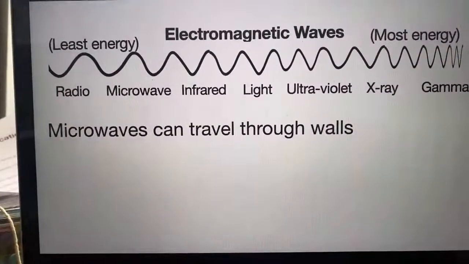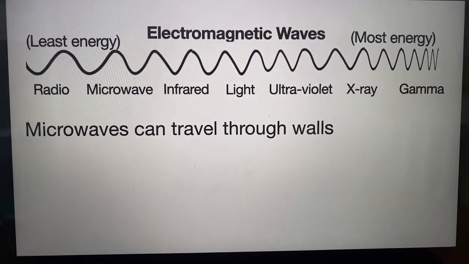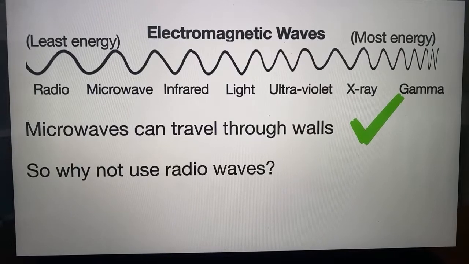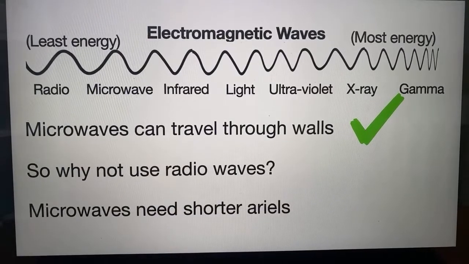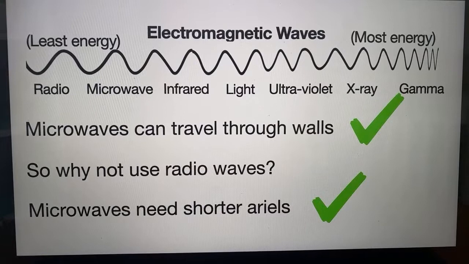And microwaves, generally speaking, are pretty good at travelling through walls. But radio waves are even better at travelling through walls. Why wouldn't you use radio waves instead? This is what Alice remembered on Facebook this morning that blew my mind. Microwaves can travel through walls. Why not use radio waves? It's because microwaves need shorter aerials. Yeah, so you've got to remember that for your exam.